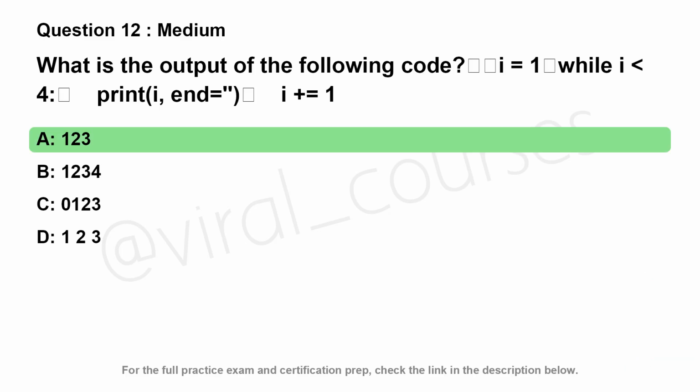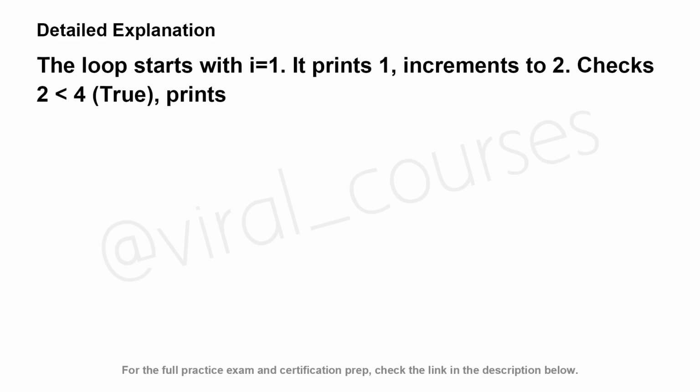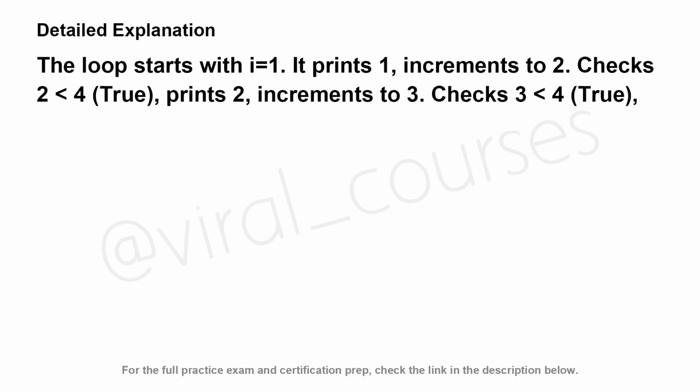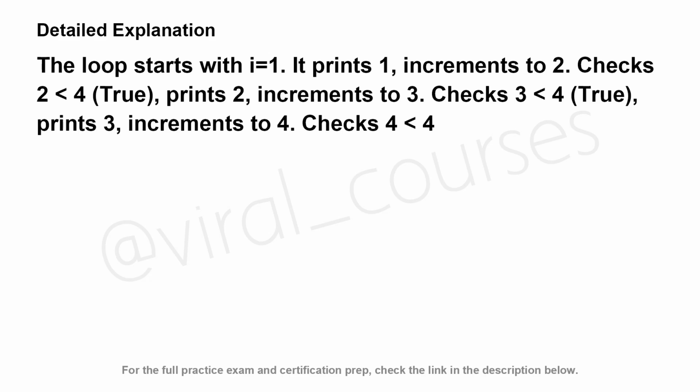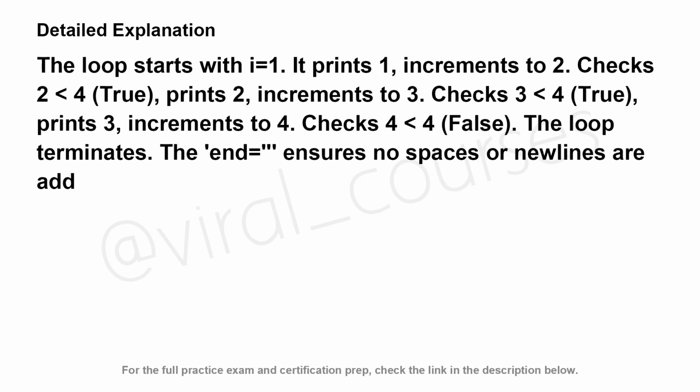The correct answer is A. The loop starts with i equals 1. It prints 1, increments to 2, checks 2 < 4. True, prints 2, increments to 3, checks 3 < 4. True, prints 3, increments to 4, checks 4 < 4. False. The loop terminates. The end equals empty string ensures no spaces or new lines are added. Result: 123.